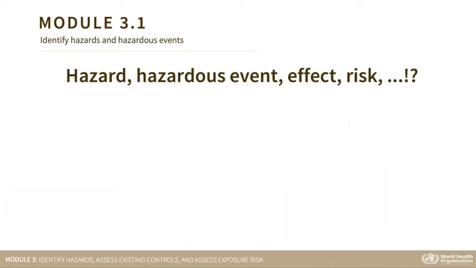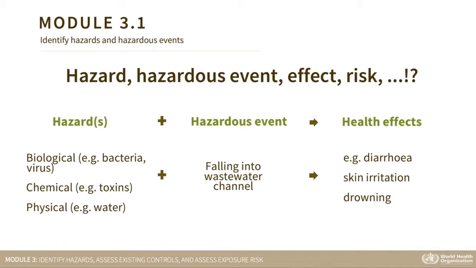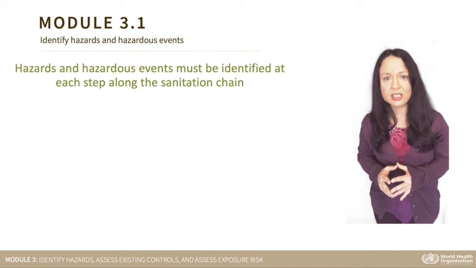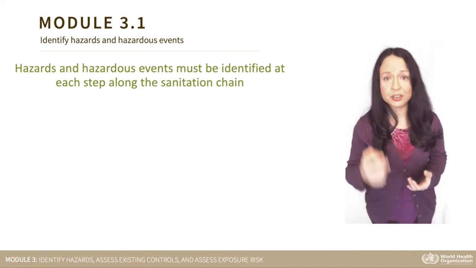Let's see one example. Hazards in sanitation systems are biological, chemical, or physical. For instance, in a wastewater channel, you will find pathogens such as bacteria and viruses from fecal sources. Toxins and water itself could be hazards. The hazardous event is falling into a wastewater channel, causing effects like diarrhea, skin irritation, or drowning. The team should identify hazards and their associated hazardous events at each step along the sanitation chain.